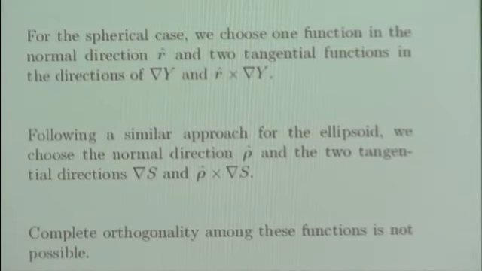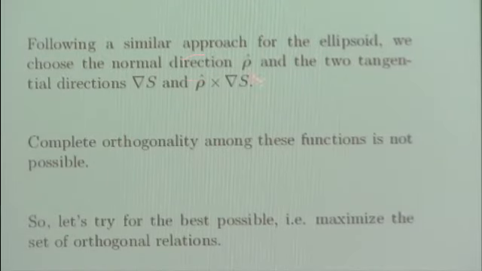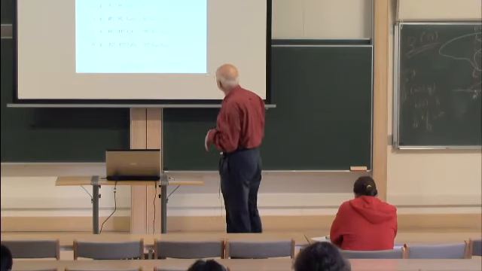In the spherical case, we have 1 radial and 2 tangential eigenvectors. Here, we try to do the same. We take 1 radial along the normal and 2 tangential by taking the gradient of the surface harmonic, and then again this thing here. Of course, complete orthogonality for this system, no matter what you do, you cannot achieve, because there is a theory that tells you that you cannot do it. So let's see what's the best we can do again.